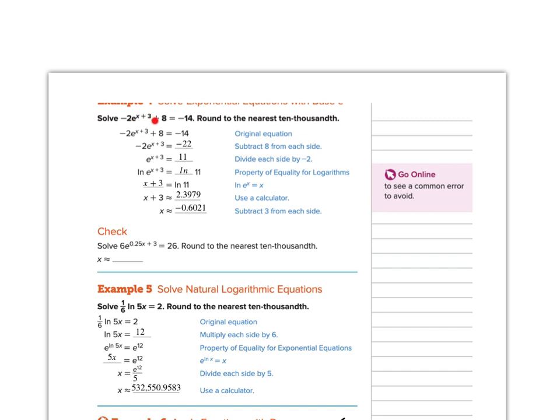So I have this equation and I want to round to the nearest ten thousandths. Great, so I'm going to solve it. First thing I want to do is isolate my expression with the variable. So I would go ahead and subtract 8 from both sides because that would be the easiest thing to do. Subtracting 8 from both sides, this becomes 0. This becomes negative 14 minus 8, so negative 22. And then I still have this number out here, so I'm trying to isolate this expression, so I'm going to divide both sides by 2.